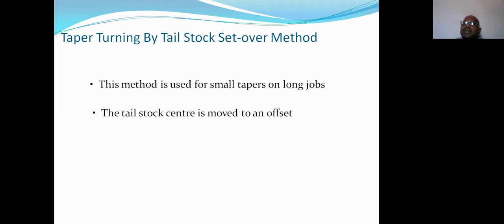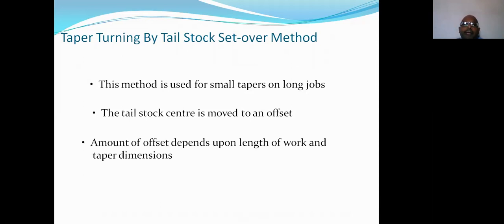But in this one, the cutting tool moves from the headstock center end to the tailstock center end. That's why this operation is used to produce tapers on the full length or on the longer lengths of the job. So the amount of offset depends upon the length of work and taper dimensions.